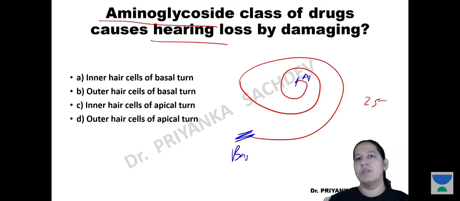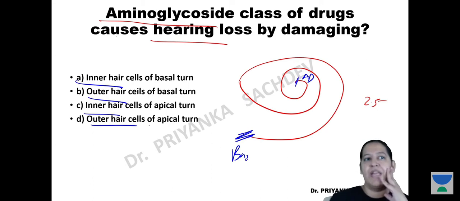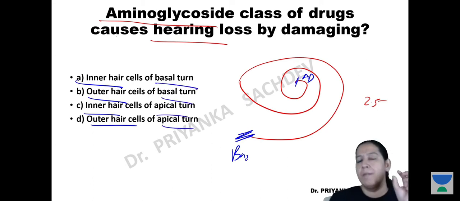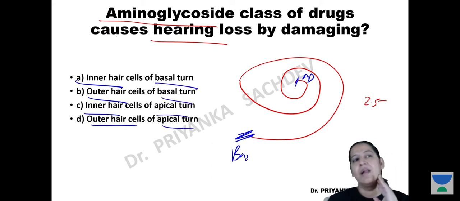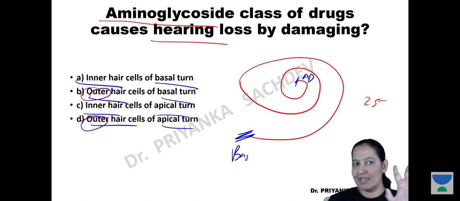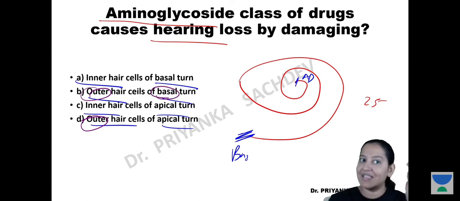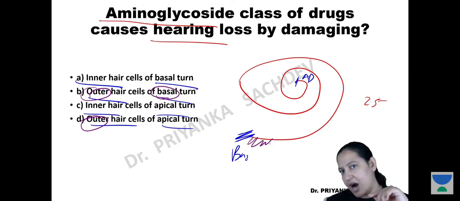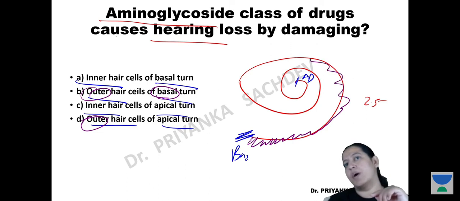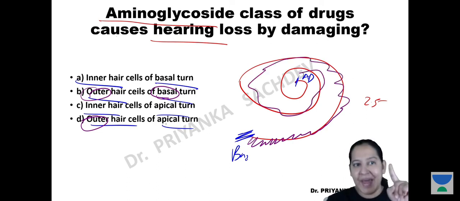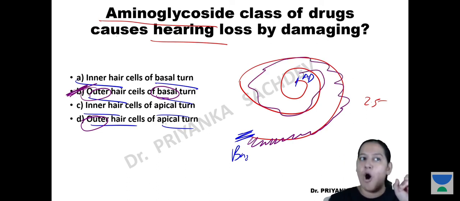These are the hair cells. There are 2 types of hair cells, inner and outer. Which hair cells are damaged by aminoglycoside? And basal or apical, which are damaged first? I have told you very specifically, it kills the outer cells, not the inner cells. Outer cells are damaged starting from the base, then towards the apex. So the damage starts from the base and goes towards the apex. So the correct answer here is B, outer cells of the base.